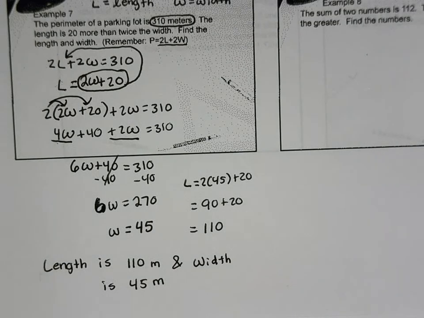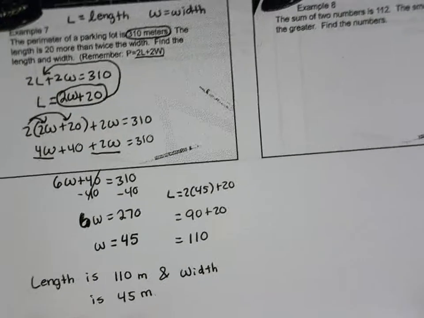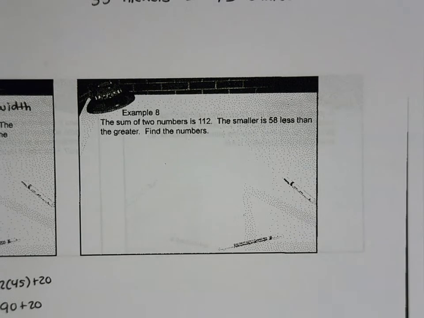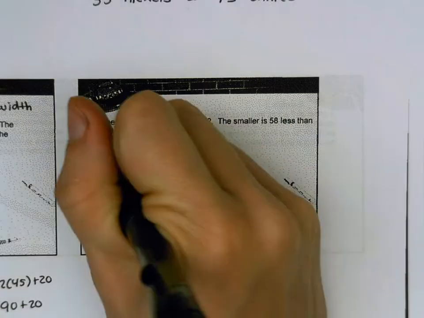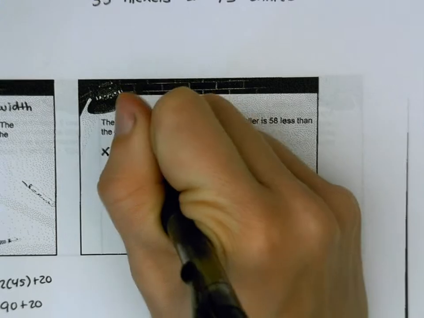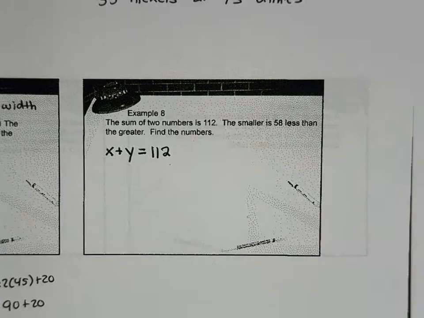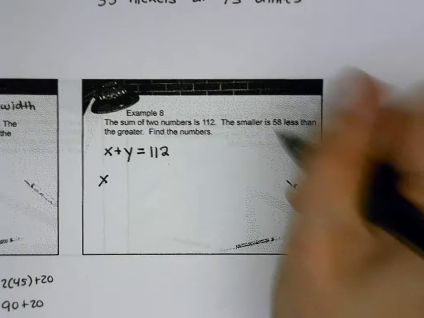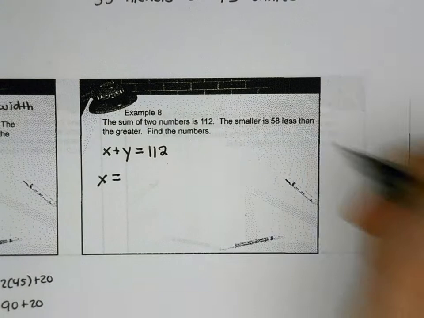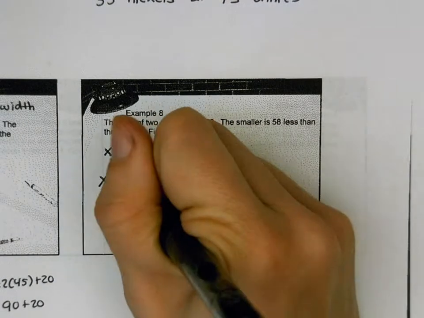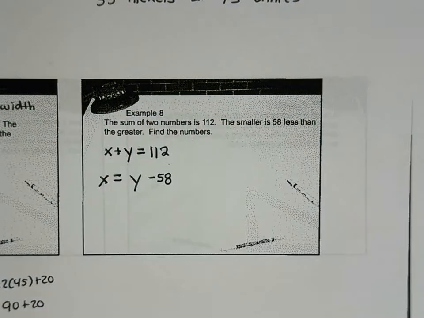Okay. Last one reads, the sum of 2 numbers is 112. The smaller is 58 less than the greater. Find those numbers. Okay. Well, sum, remember sum means addition, so we have 2 numbers, x and y. Is means equals 112. And then the smaller, I can make my smaller either my x or my y, it doesn't matter, so I'll go ahead and make it my x. The smaller is means equals 58 less than, so we're going to subtract 58, the greater, which will be my y, and then find the 2 numbers.